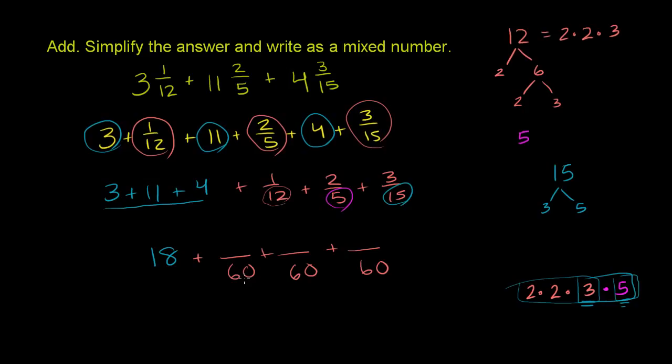Now to go from 12 to 60, we have to multiply the denominator by 5. So we also have to multiply the numerator by 5. So 1 times 5 is 5. 5 over 60 is the same thing as 1 over 12. To go from 5 to 60 in the denominator, we have to multiply by 12. So we have to do the same thing for the numerator. 12 times 2 is 24. Now, last one, 15 to 60, you have to multiply by 4. So you have to do the same thing in the numerator. 4 times 3 is 12. And now we have the same denominator. We are ready to add.